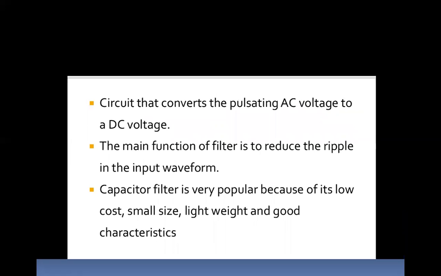Now, as we are saying, the output is in DC pulsating form. To remove that AC mixture from the DC voltage, we use filters. A filter is a circuit that converts the pulsating AC voltage to a DC voltage. The main function of the filter is to reduce the ripple in the input waveform. We have different kinds of filters. The capacitor filter is very popular because of its low cost, small size, light weight, and good characteristics.